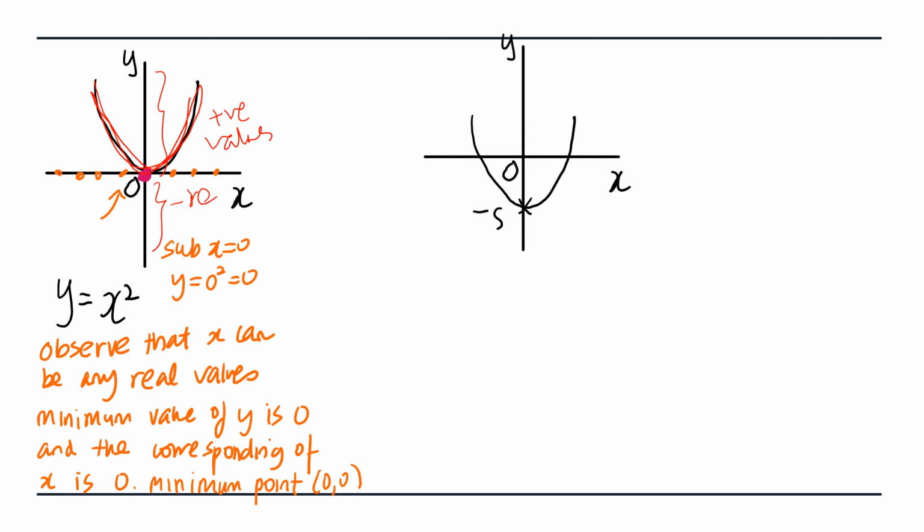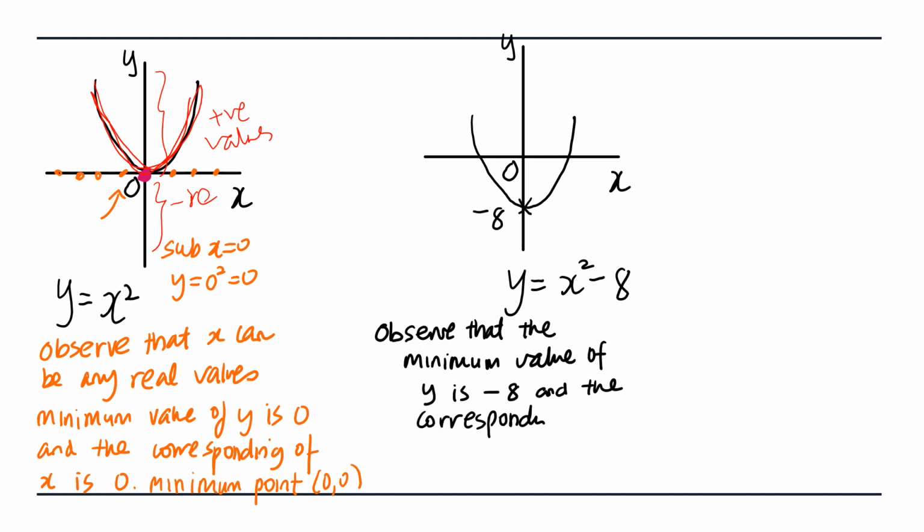Okay, now we extend this understanding to this curve where y equals x squared minus 8. You see now your curve is shifted 8 units down the y-axis. Therefore, your minimum value of y is no longer 0, but -8. But the corresponding value of x is still 0. Why is that so? If your minimum value of y is -8, how do you get it? That is when you substitute x to be 0, because 0 minus 8 gives you -8.